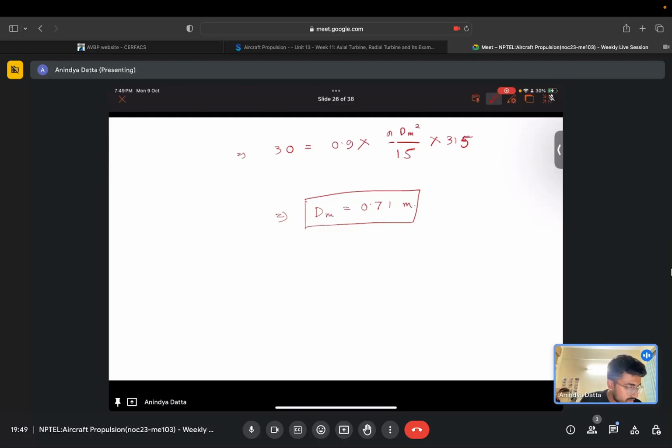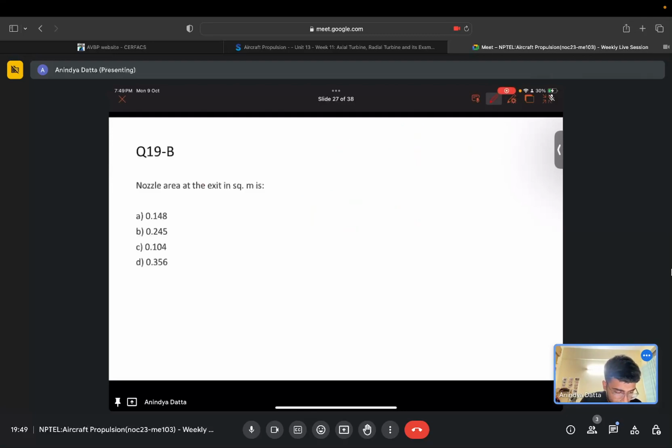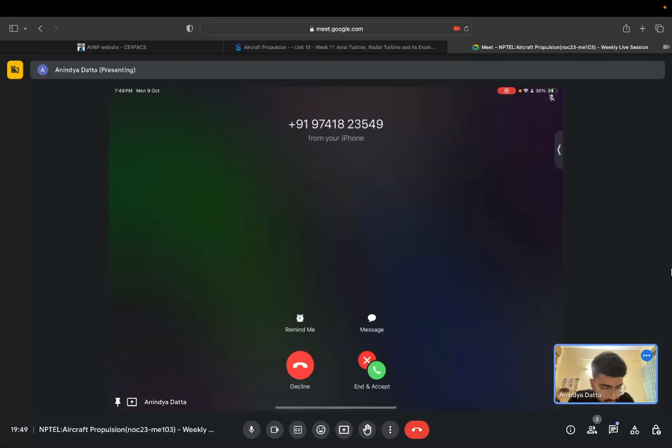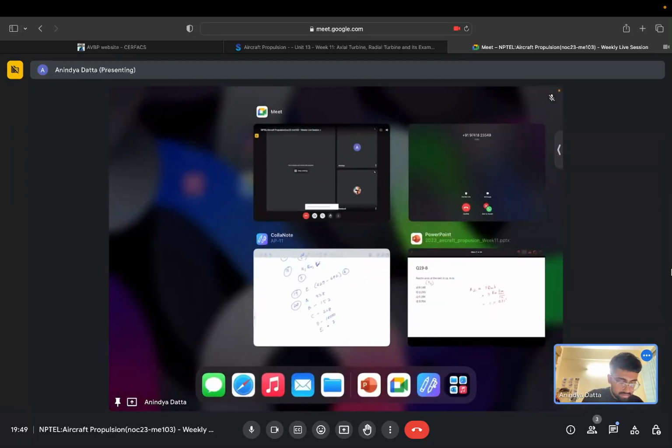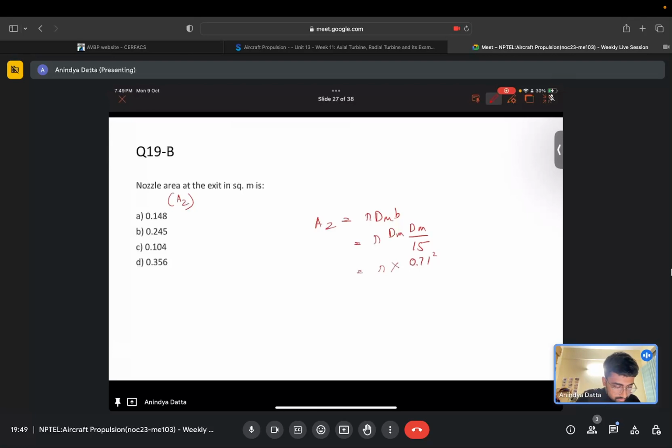All right, moving on to the next part. This is the nozzle area at the exit in square meter. This is now straightforward. Nozzle exit area is our A2. We wrote that A2 is pi dm into b. So this is pi dm into dm by 15, so this is pi into dm square, 0.71 square, divided by 15.